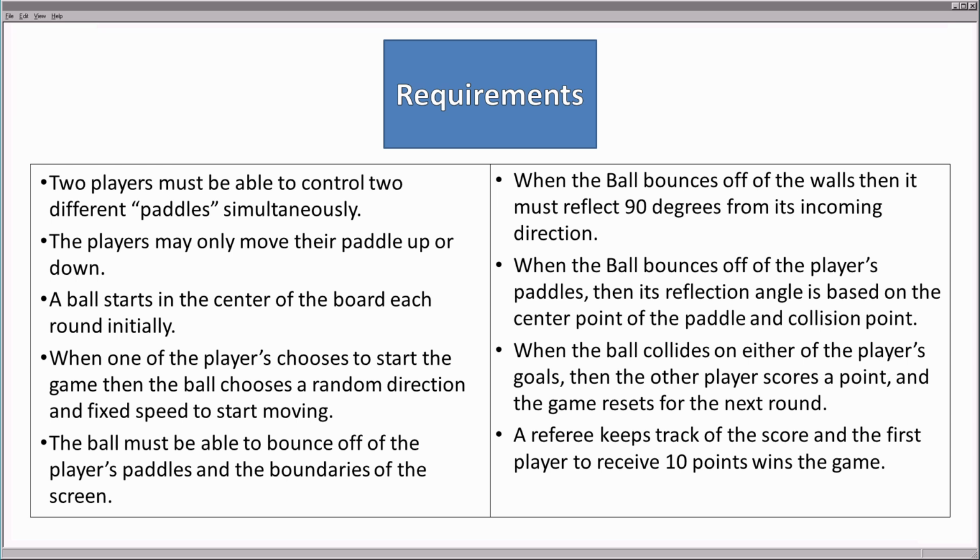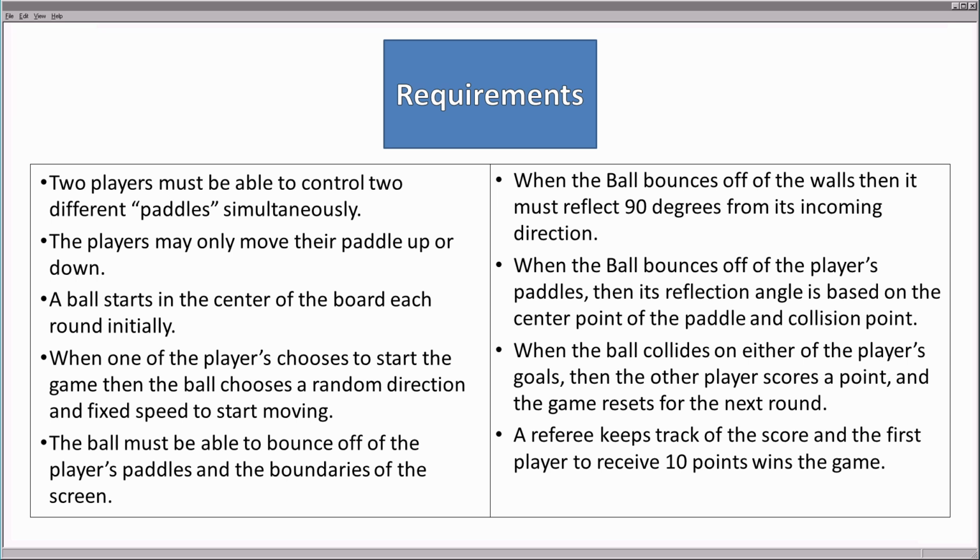When the ball bounces off of a wall, it must be reflected 90 degrees from its incoming direction. When the ball bounces off the player's paddle, its reflection is based on the center point of the paddle and the collision point. When the ball collides with either of the player's goals, then the other player scores a point, and the game resets to the next round.